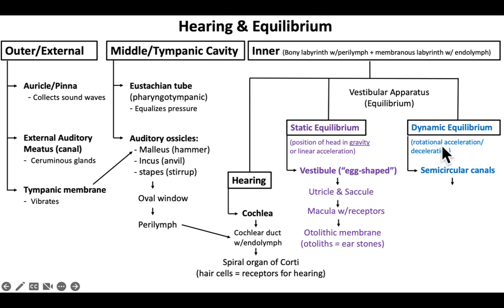Dynamic equilibrium, rotational, acceleration, deceleration, monitored in the semicircular canals within the crista ampullaris, and it utilizes the cupula, which is found in fluid also known as endolymph. So I don't know if this helps. Again, to me, color coding helps because everything in black you want to associate with hearing. Everything in purple you want to associate with static equilibrium. Everything in blue you want to associate with dynamic equilibrium.